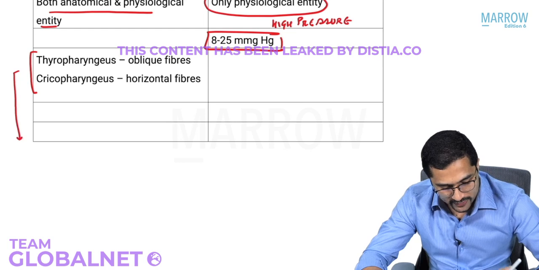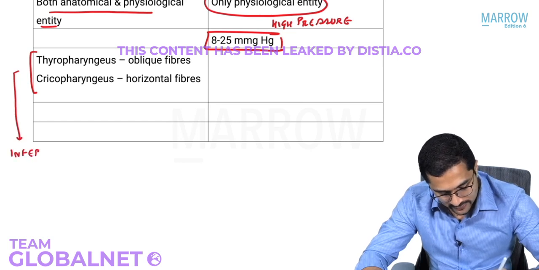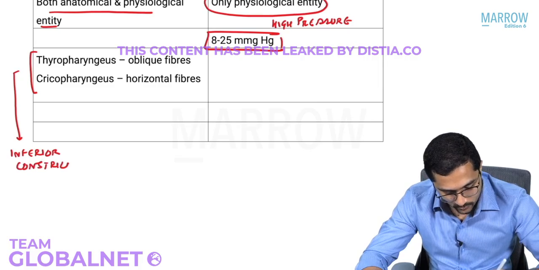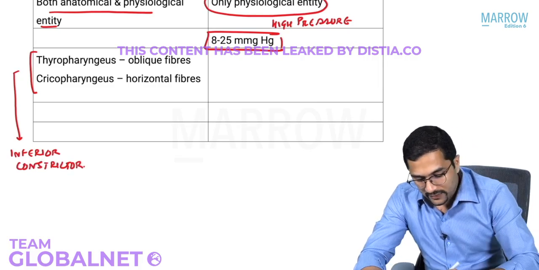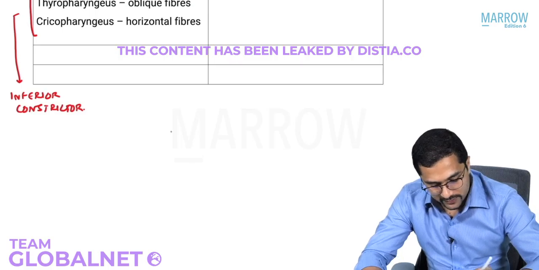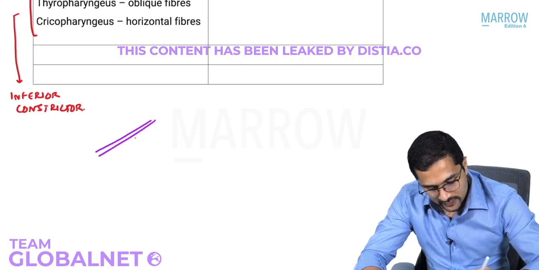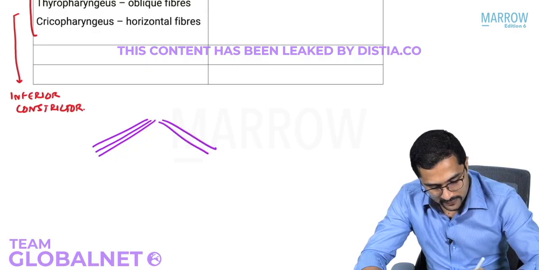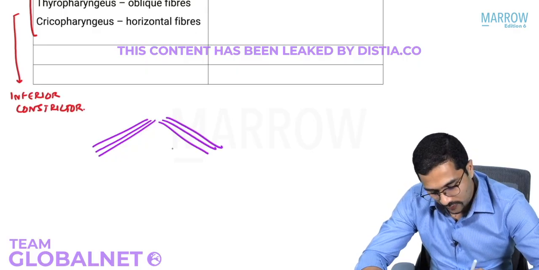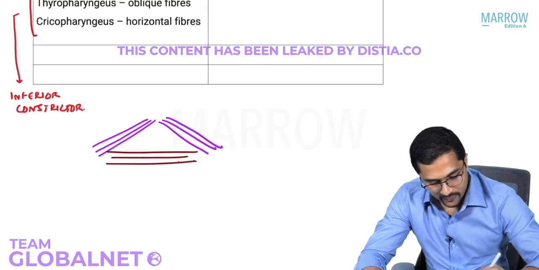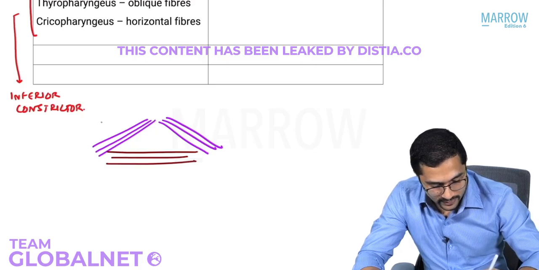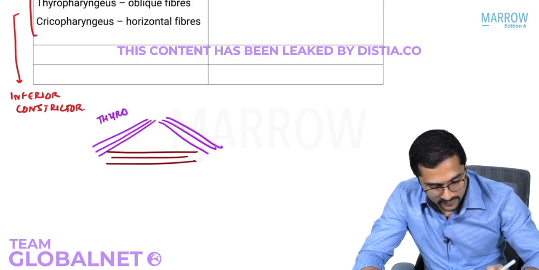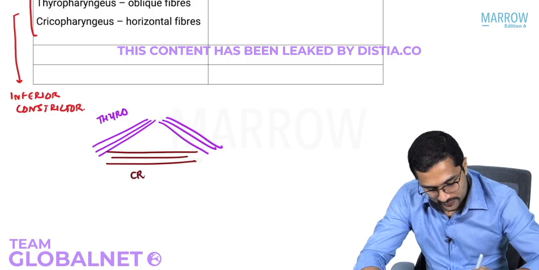You have the thyropharyngeus and the cricopharyngeus. These are parts of the inferior constrictor muscle, and this is what forms the sphincter. In the thyropharyngeus, you have oblique muscle fibers, and in the cricopharyngeus, you have horizontal muscle fibers. So this purple one is the thyropharyngeus, and the brown one is the cricopharyngeus, which forms the upper esophageal sphincter.